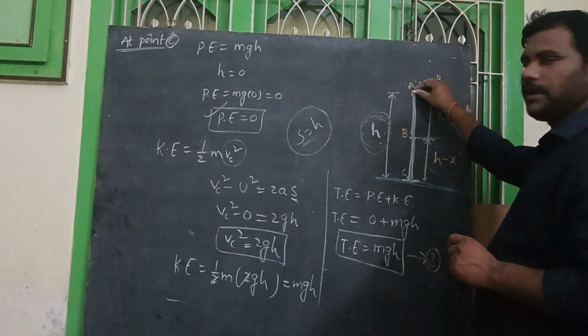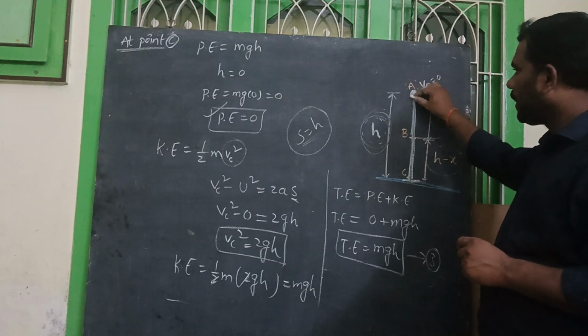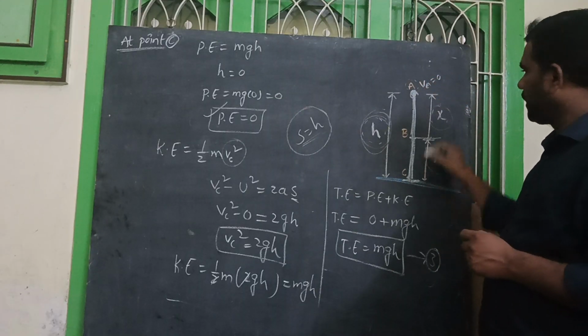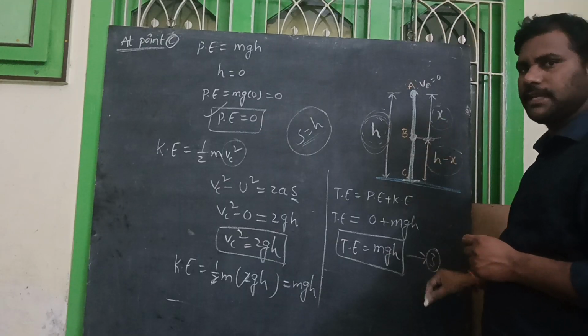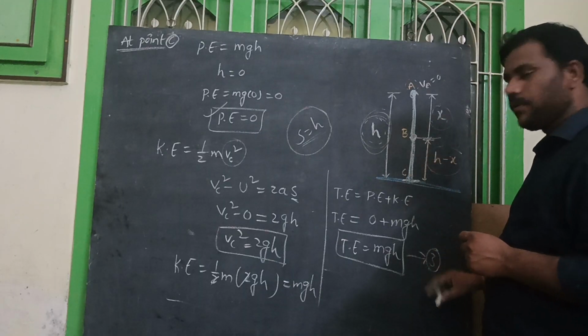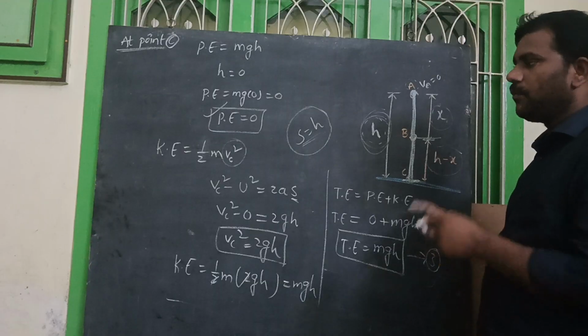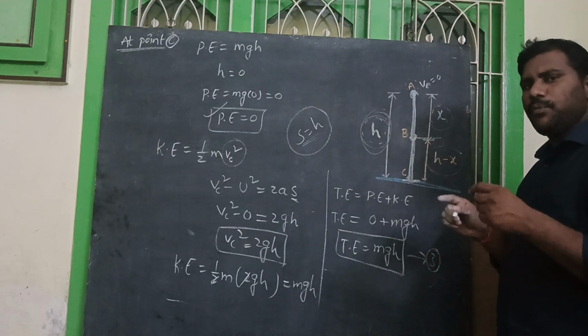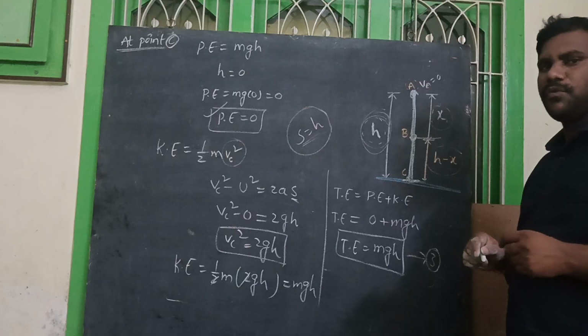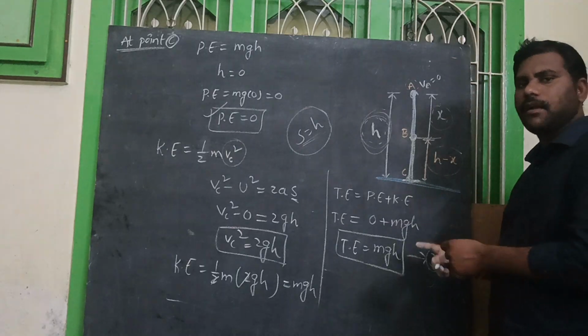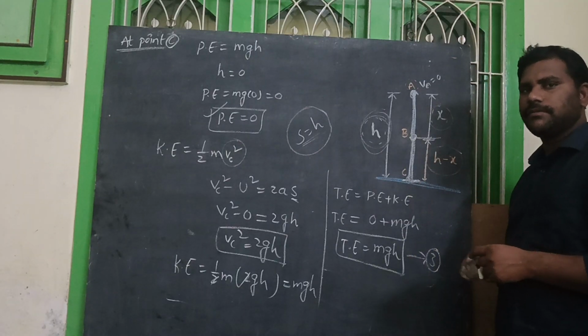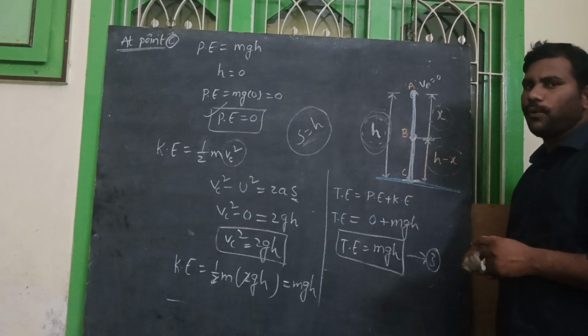In the case of a freely falling body, you can observe. At point A, total energy mgh. At point B, total energy mgh. At point C also, total energy mgh. Then we can say that at any point in the case of a freely falling body, the total energy is constant. Hence, the law of conservation of energy theorem is proved.